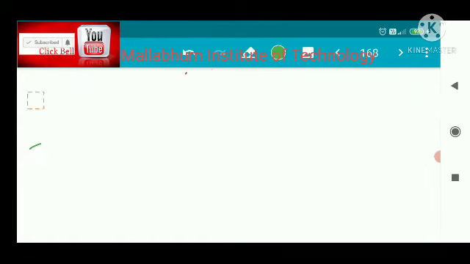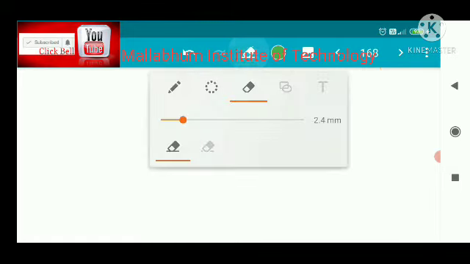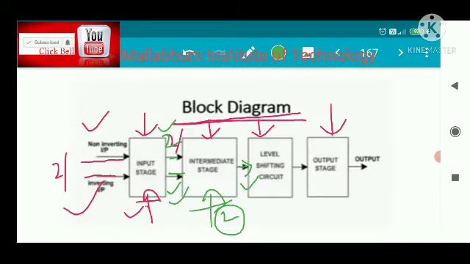Next is the label translator. This is the last one, the label translator. The output stage I will not discuss here. This is a push-pull amplifier configuration.